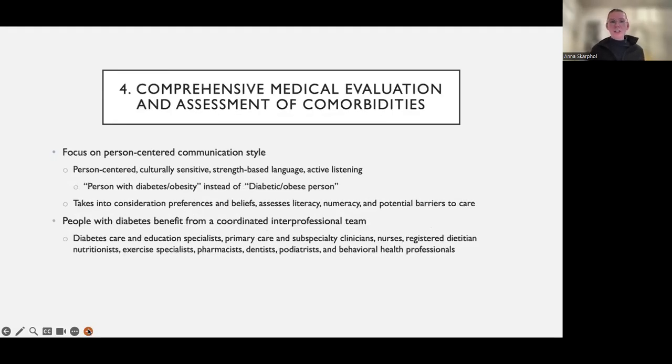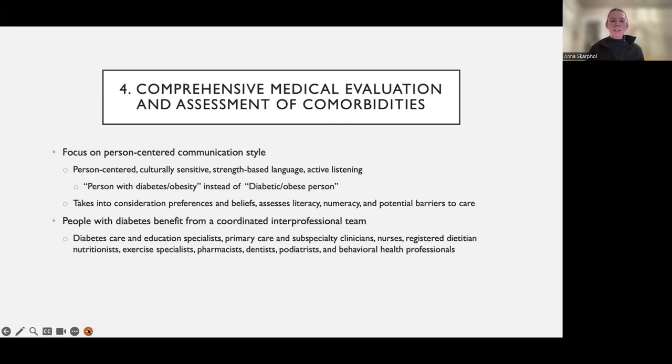Moving on to the next section, section 4 is the comprehensive medical evaluation and assessment of comorbidities. So as you guys already know, diabetes is oftentimes more than just diabetes. There are so many things that tie into it, so many other chronic diseases that are related or linked to it, and so many different tests that need to be done. And it's a lot to coordinate for patients. It can really be a lot. And so Section 4 of the guidelines really lays out clearly what tests need to be done and when, and who should all be involved in the diabetes care process.